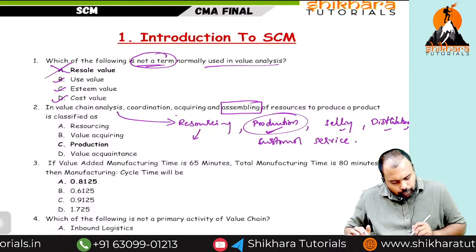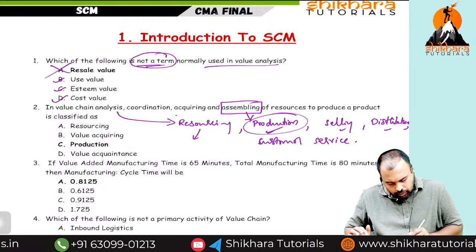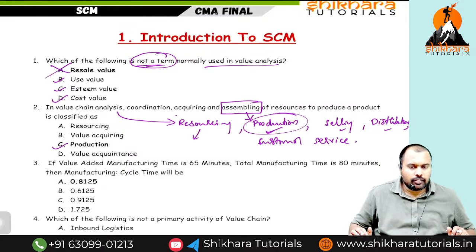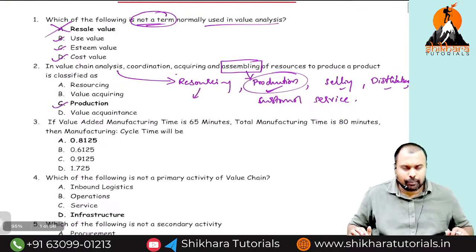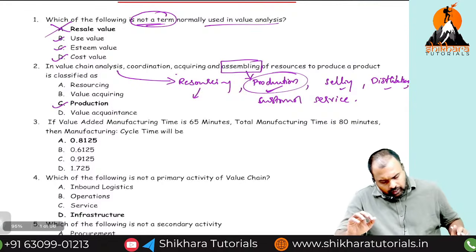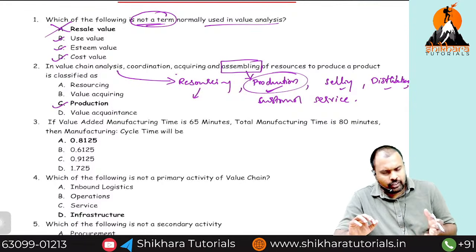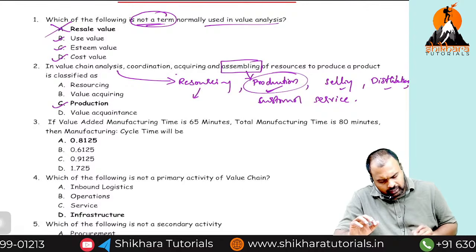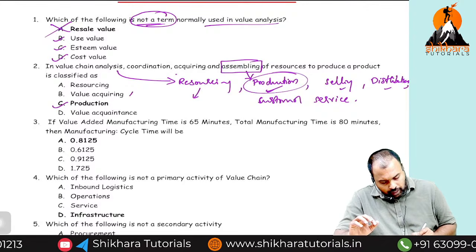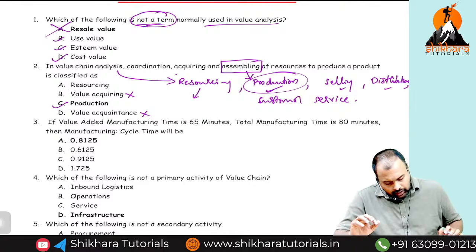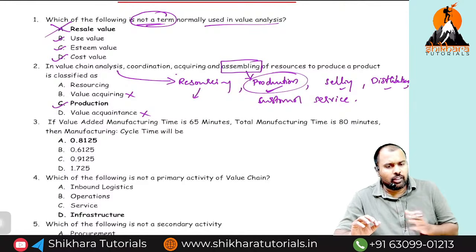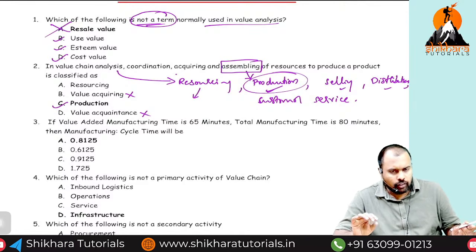So it has to be production. Assembling they have given, so production has to be the answer. Clear? Assembling is a part of production. And resourcing is just arranging all those things, not manufacturing. Value acquiring and value acquittance, those do not come under value chain analysis at all.